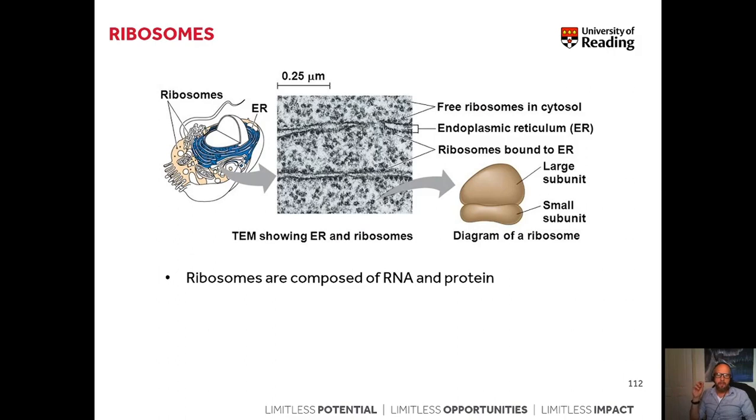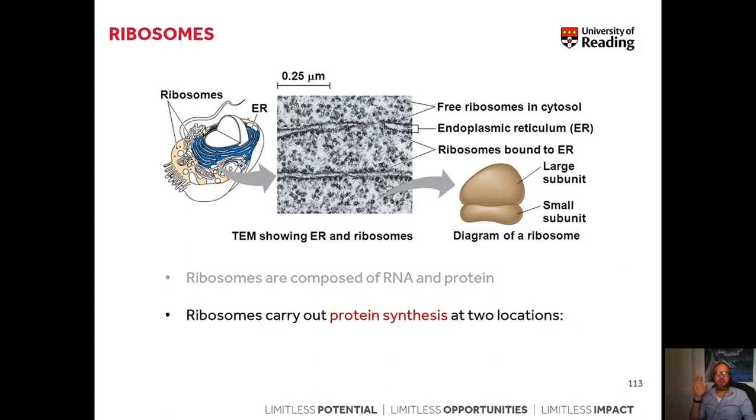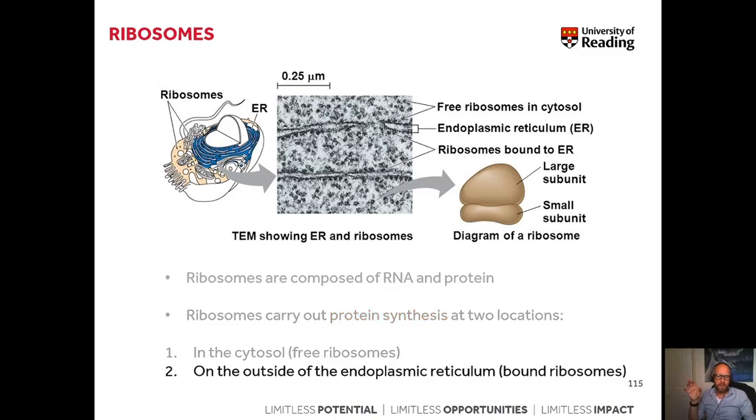Ribosomes are composed of RNA and protein, and usually there are two subunits. We have the small subunit and the large subunit of the ribosomes. Both of them play slightly different roles during protein biosynthesis, but we'll be talking about this later on. They carry out the protein synthesis at two locations within the cell. They do it in the cytosol as free ribosomes. However, most ribosomes are present on the outside of the endoplasmic reticulum.